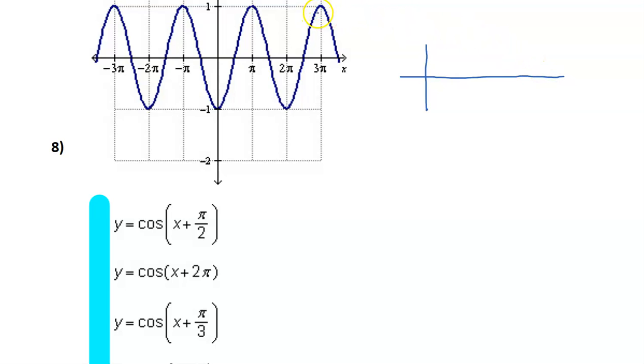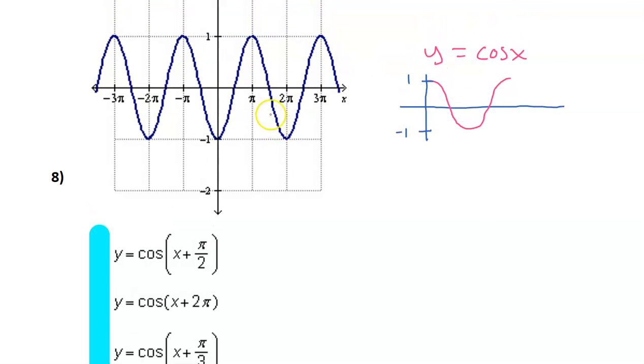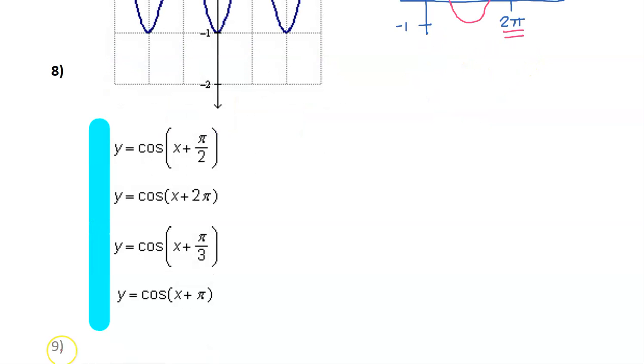A normal cosine function has a high of 1 and a low of -1, and it starts at the high point and passes through the midline to its low point, back through the midline and back up to the high point. So this is what one cycle of y equals cosine x will look like. So let's see how this graph compares to the parent function.